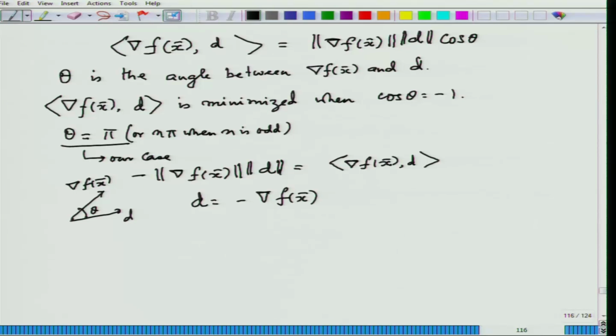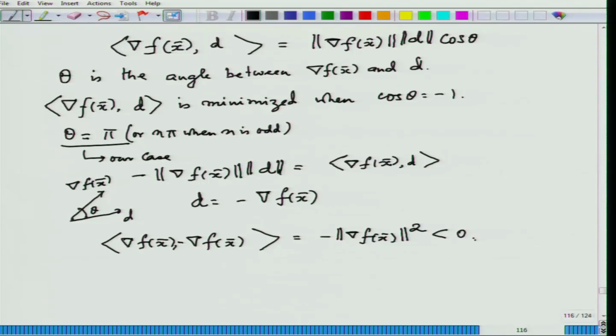So, grad f x bar transpose with a minus sign would only give me minus norm of grad f x bar squared if grad f x bar is non-zero, which is why we are doing all this. This is strictly less than 0. So, the direction minus grad f x bar is a direction of descent, and because it minimizes this value, this particular d equal to minus grad f x bar is called the direction of steepest descent.